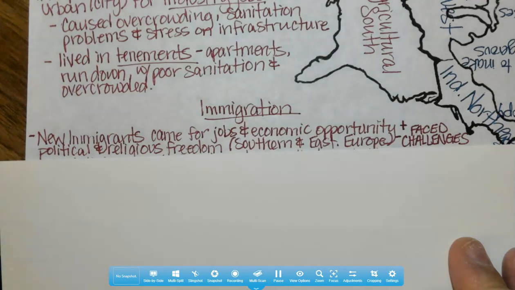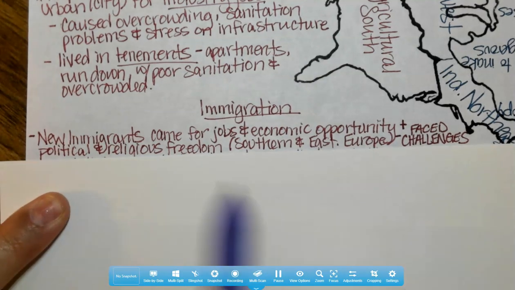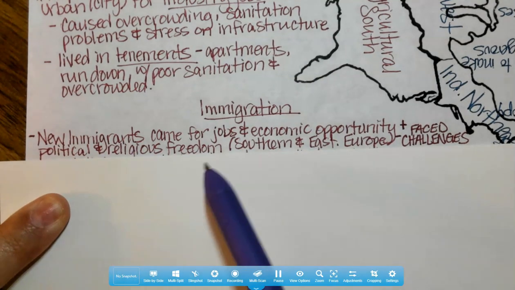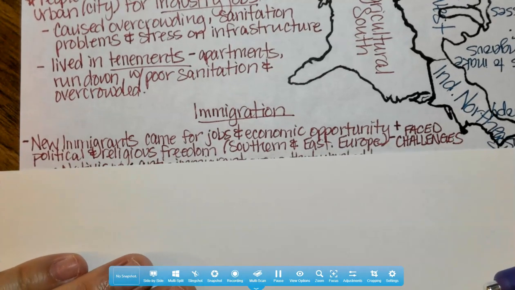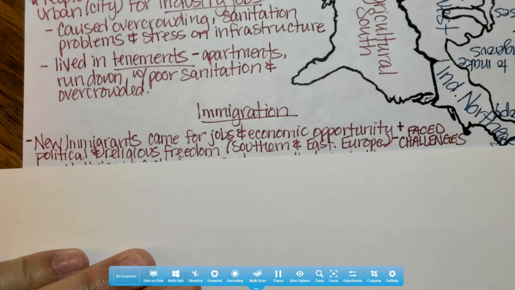Did they come from old Ireland and England and Germany and Scandinavia? Did they mostly speak English? This new group, they're going to come from Southern Europe, Eastern Europe. They don't speak English. They're not educated. So just depending on where they're from. New immigrants, if you see this term, it's talking about the group that came for jobs and economic opportunity. At home, they faced political and religious persecution, so they came for freedom.